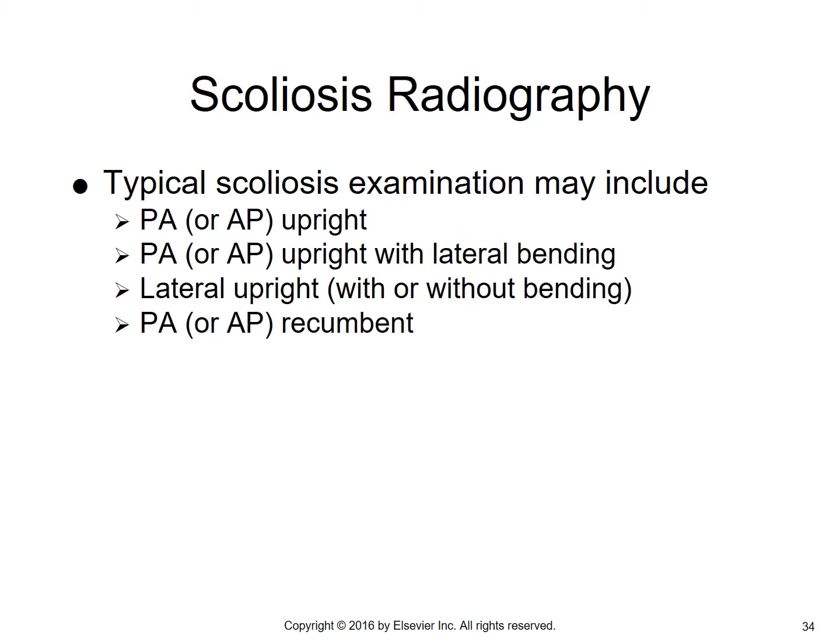Your book talks about the scoliosis series. A typical scoliosis examination may include a PA upright, a PA upright with lateral bending, a lateral upright with or without bending, and then a PA recumbent. Notice it can also be done AP. Many places will do it PA because that helps to absorb radiation before hitting the gonadal region.